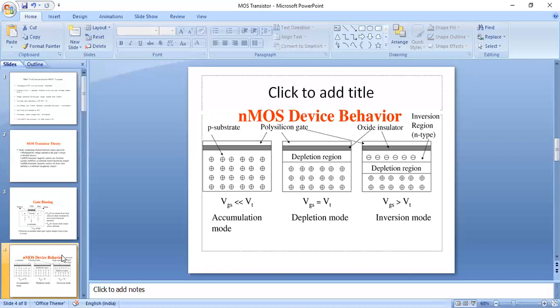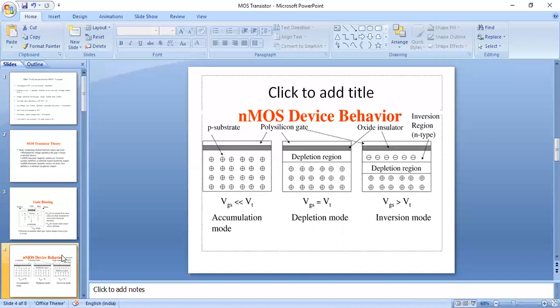Accumulation mode means your gate substrate voltage is lesser than the threshold voltage. So what is meant by threshold voltage VT here? This threshold voltage is the voltage at which a device starts to conduct. In the previous diagram we have seen there is a conduction path between the source and drain. That VT is the threshold level voltage, the minimum voltage at which a device starts to conduct.